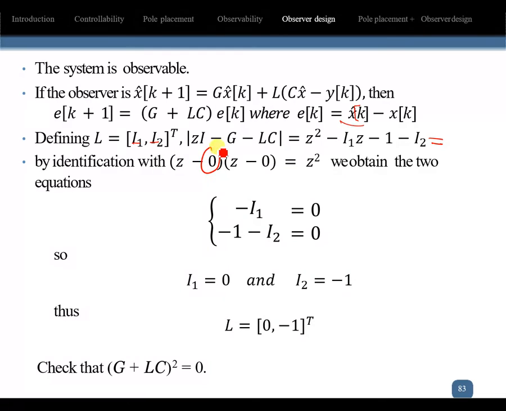This should equal the deadbeat response. Deadbeat response means the poles are equal to 0, that is z squared. If it equals z squared, you can find L1 and L2: we don't have any coefficient on L1, so L1 is equal to 0, and minus 1 minus L2 equals 0. Then you can check that (G + LC)^2 is equal to 0, 100%.